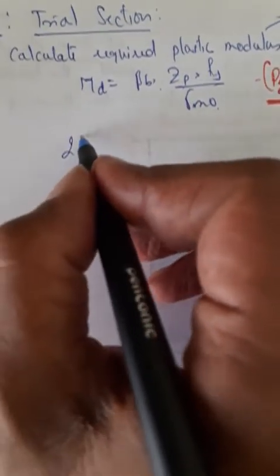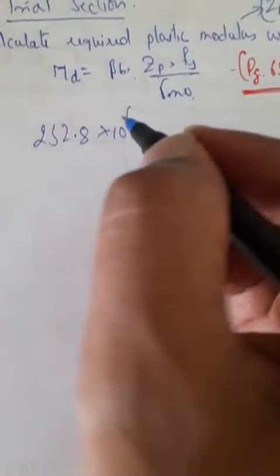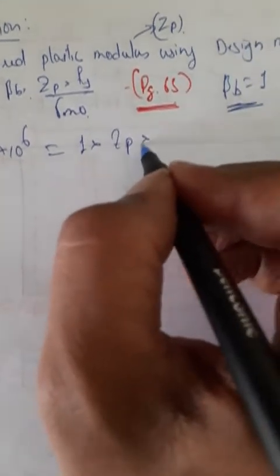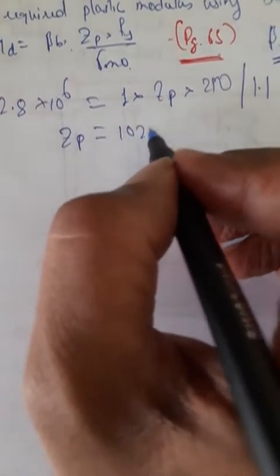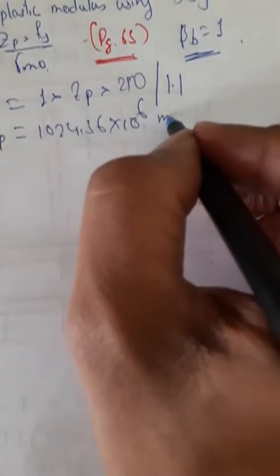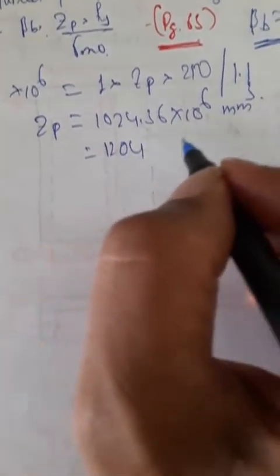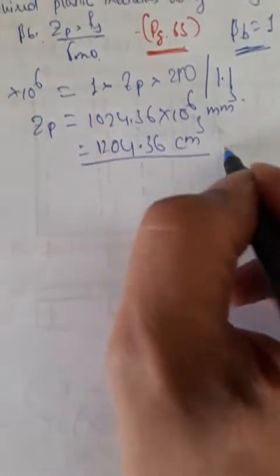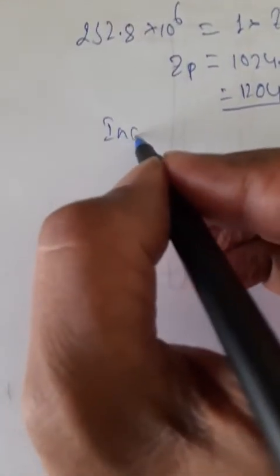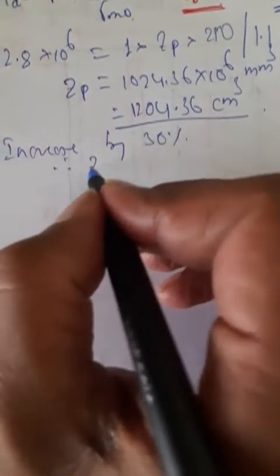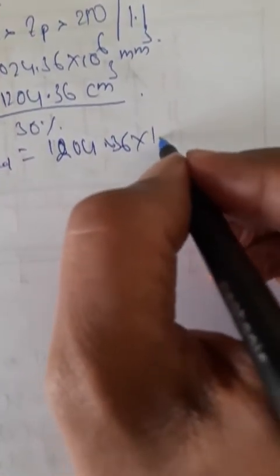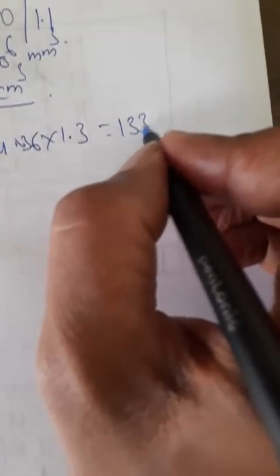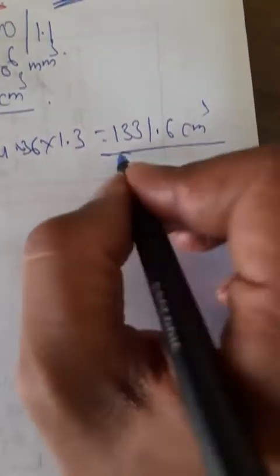MD is nothing but M, 232.8 into 10 raised to 6 newton mm is equal to beta B is 1, ZP is required, into Fy 250, gamma m naught 1.1. So solving this, I get ZP is equal to 1024.36 into 10 raised to 3 mm cube, or same I can write as 1024.36 centimeter cube. So this is the required plastic modulus. Increase by 30%. This is an approximate value so that all the checks are passed. Therefore, ZP required is equal to 1024.36 into 1.3, 30%. So I get the value 1331.6 centimeter cube. This much ZP is required.